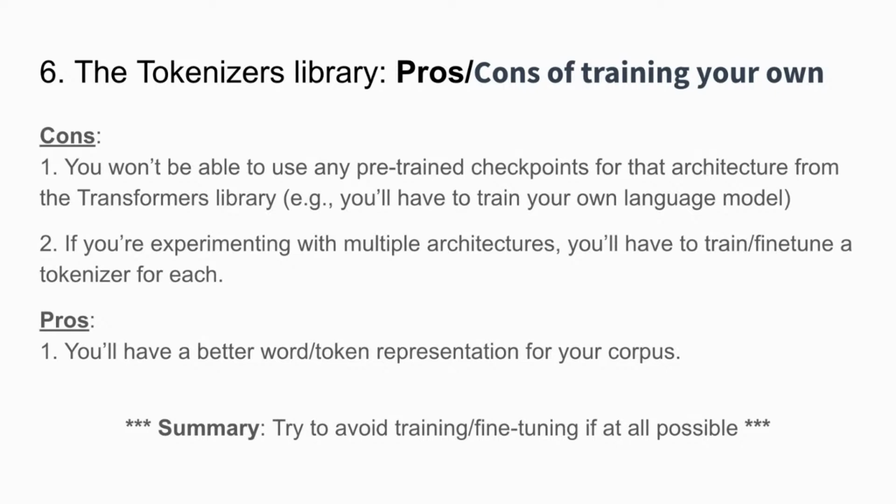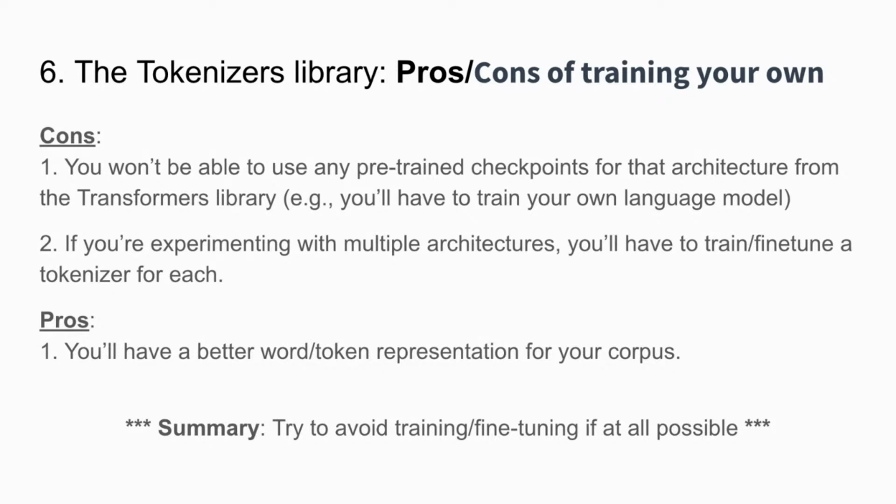And another con is if you're experimenting with multiple architectures, which is typically something I do, you'll have to train and fine tune the tokenizer for each if you go that approach. The pros are you'll have a better word token representation for your corpus. And we saw that when we looked at the code sample and how it's able to understand indentations, how it's able to understand spacing in the Python code much better than the default GPT-2 tokenizer.